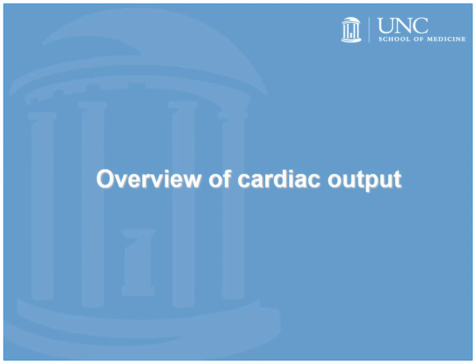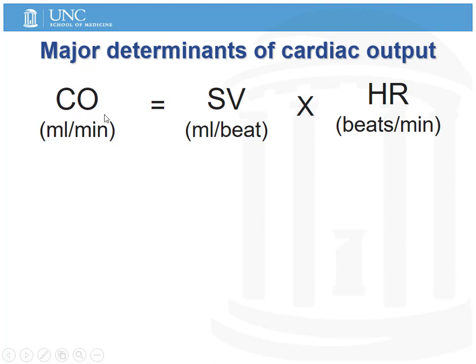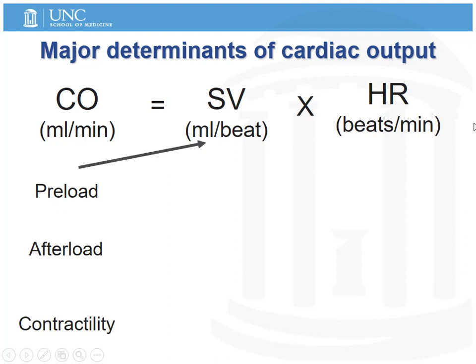Cardiac output is dependent on all of the events in the cardiac cycle. Cardiac output is the amount of blood pumped by the heart each minute. It's determined by the stroke volume, which is the volume of blood pumped from the ventricle per beat, and the heart rate, or the number of beats per minute. The things that affect stroke volume, and therefore cardiac output, are preload, afterload, and contractility.